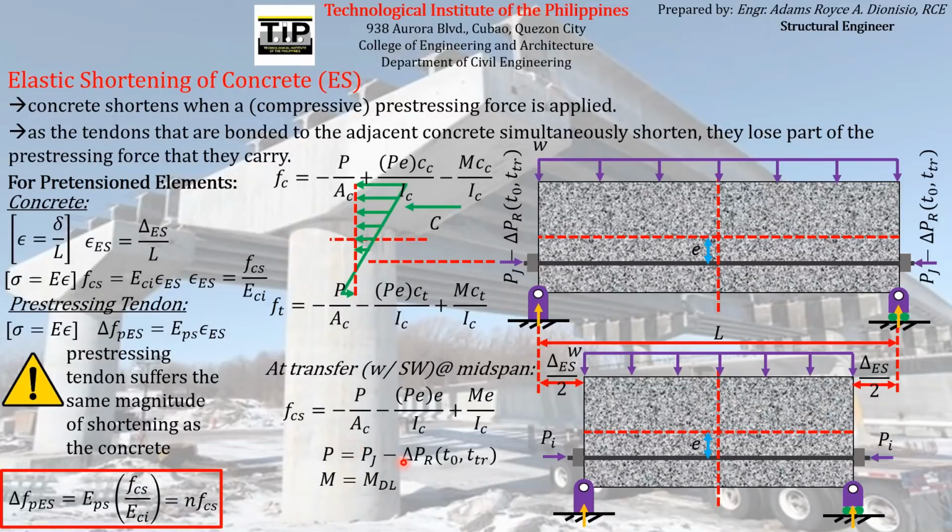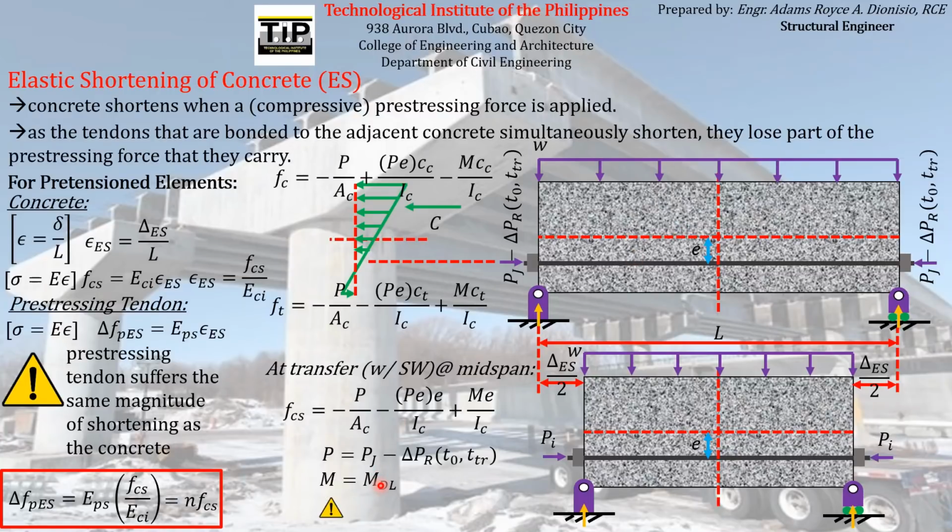Although the M here that we will use will still be the moment due to the dead load alone, the self-weight alone, since we all know that at this particular stage of pre-stressing, the bending moment acting on the concrete element, specifically at midspan, is just equal to the moment due to the dead load, because that is the only load being carried by the concrete element. That is the only transverse load being carried by the concrete element. So the moment that you will use here will just come from the moment due to the dead load being carried by the concrete element.